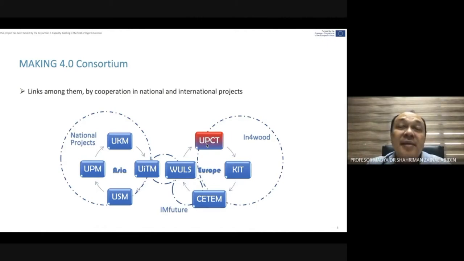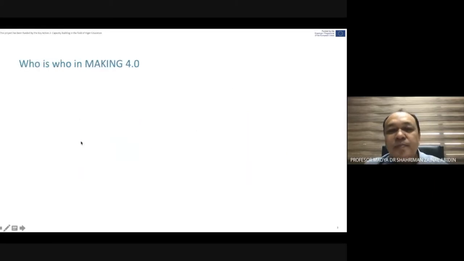People will also ask how much the coordinator usually gets. The coordinator will hold the money in bulk. They will give 50% after signing the agreement with the European Commission, and then they will disburse or distribute the funding based on stages as agreed in the partnership agreement. In Europe we have UPCT, KIT, CITEM, WOLFS. In Malaysia we have UiTM, USM, UPM, UKM, and we have MTIB in this national project.